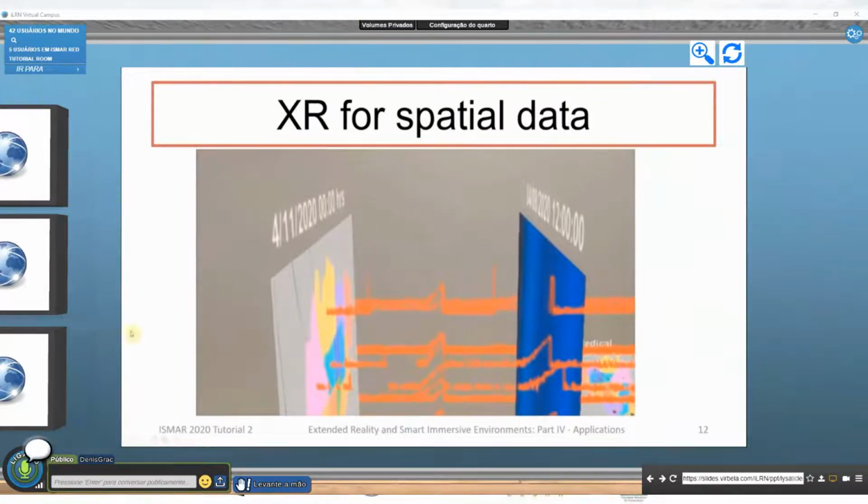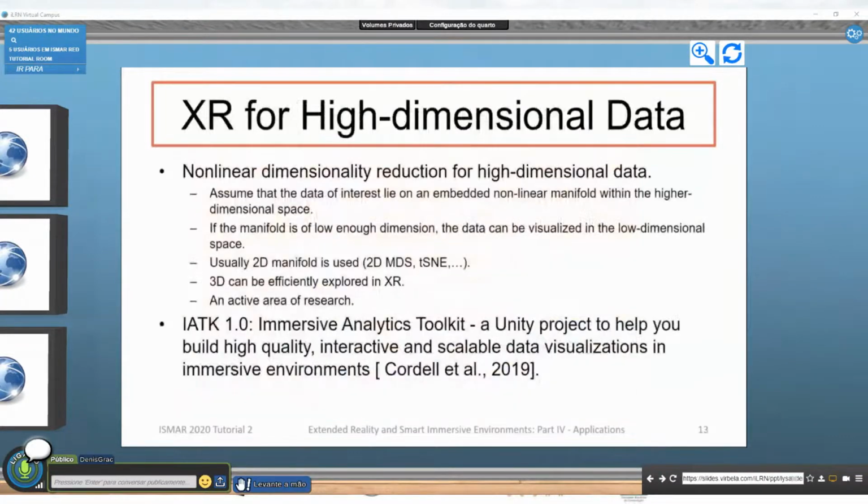Okay, this showed you how we implemented the first prototype of multiple views in XR. But again, we had some spatial context. We had this map, which was 2D as the input, but it is spatial data. And our final question is, if we have high dimensional data, which is abstract or just in general high dimensional data, can we somehow benefit from XR?